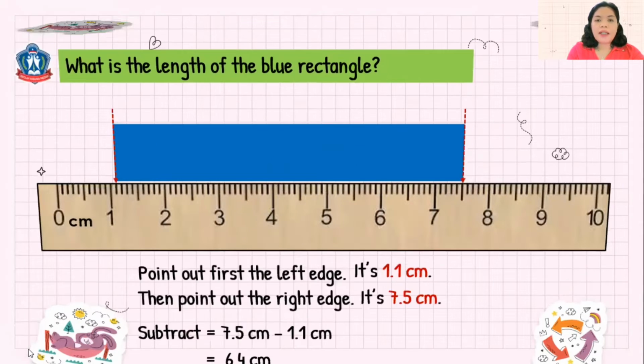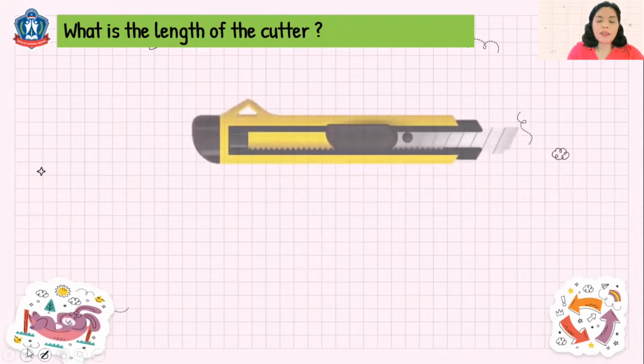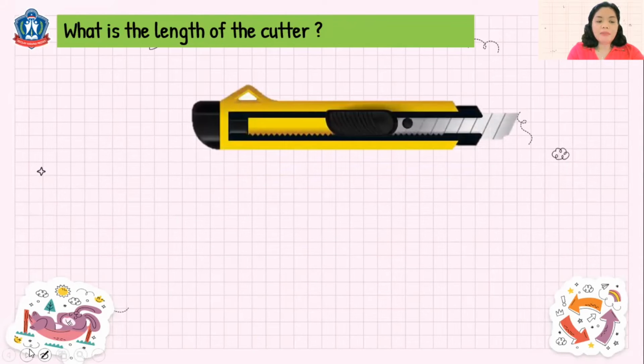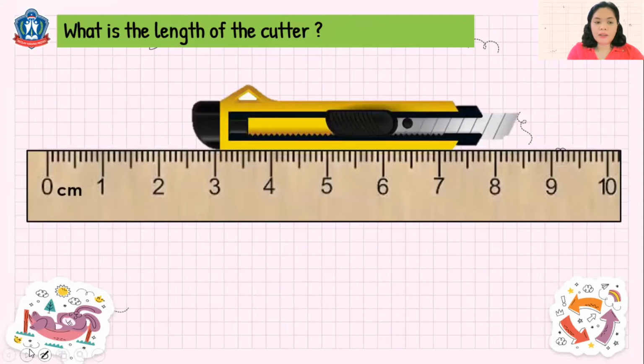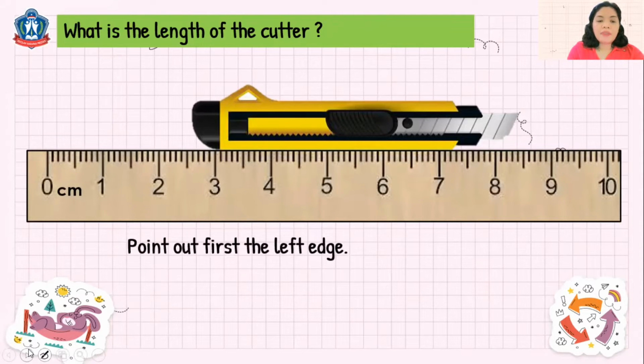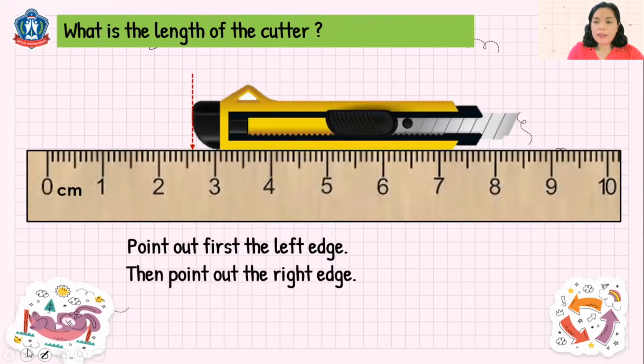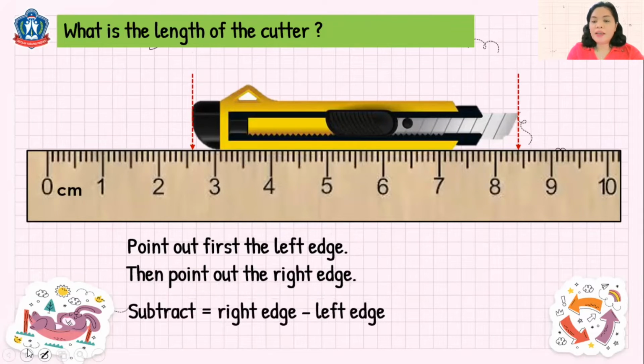I have here another example. Try to find the measurement of this cutter. Use the same steps as when we measured the blue rectangle earlier. Again, find the measurement at the left edge and also at the right edge. After that, you subtract the right edge minus the left edge. So if you have the answer, children, you can share that during our Zoom meeting.